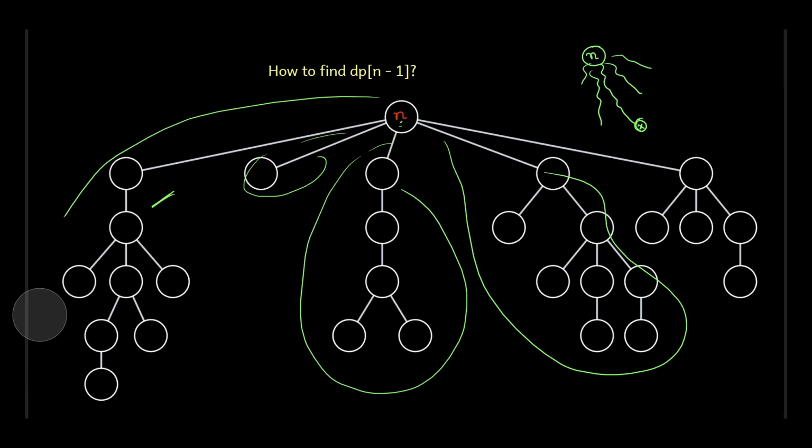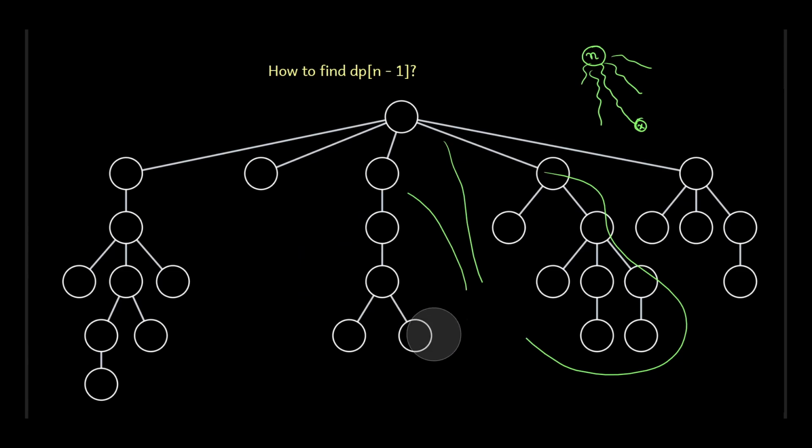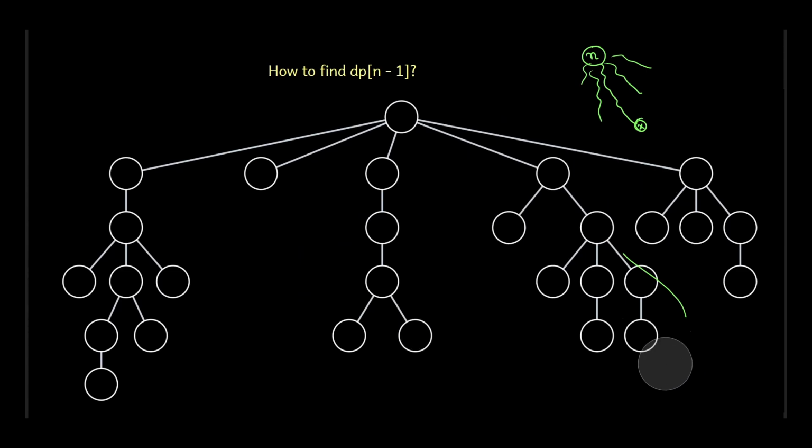So now you can see that where n minus 1 is located in the tree becomes very relevant. So assume that n minus 1 is hiding over here. This is your location for n minus 1. And this is n.